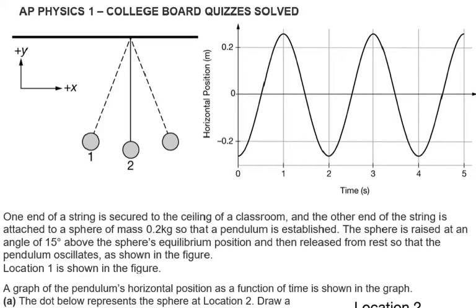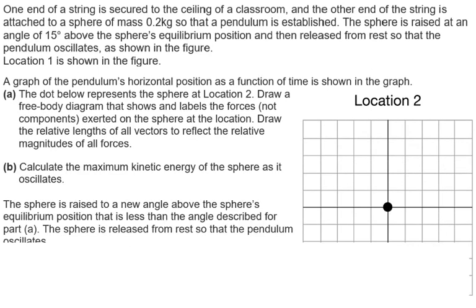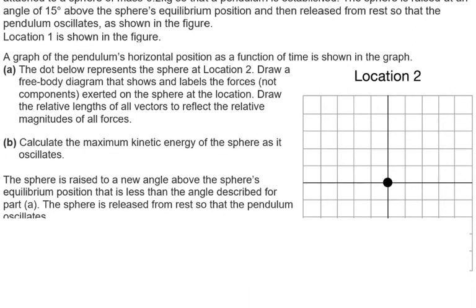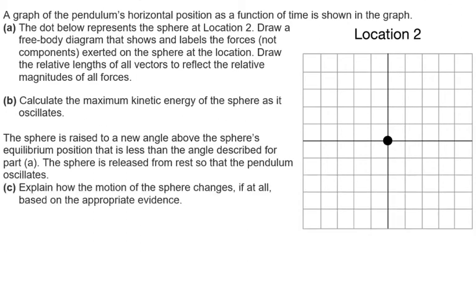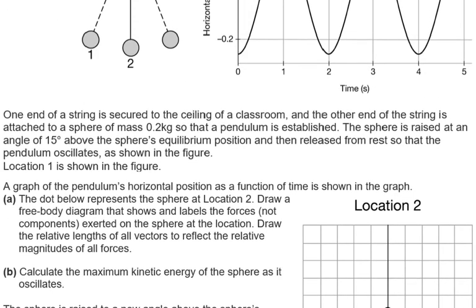As shown in the figure, location 1 is shown in the figure. A graph of the pendulum's horizontal position as a function of time is shown on the graph. The dot below represents the sphere at location 2. So you see, there is location 2 right here.